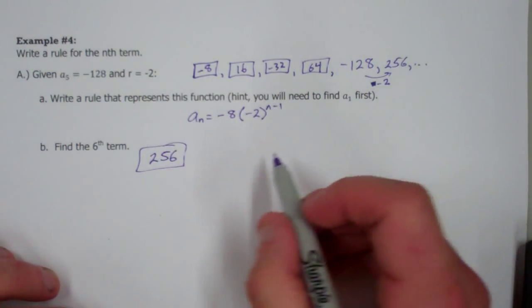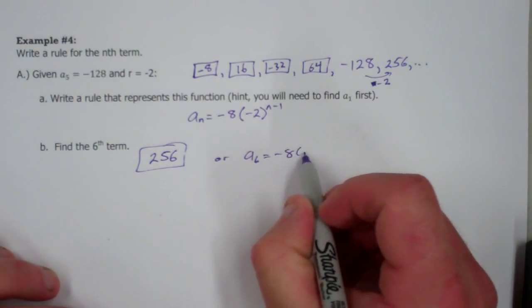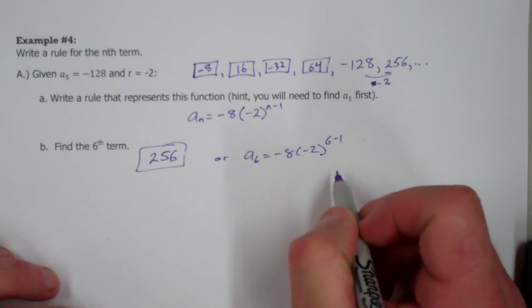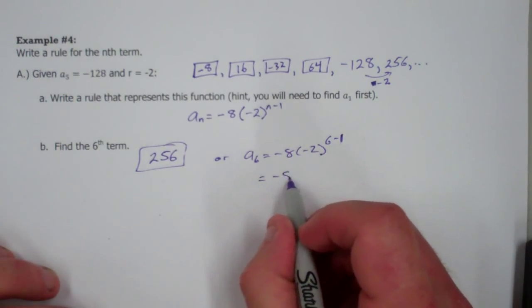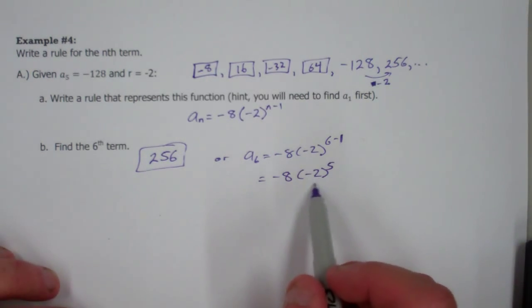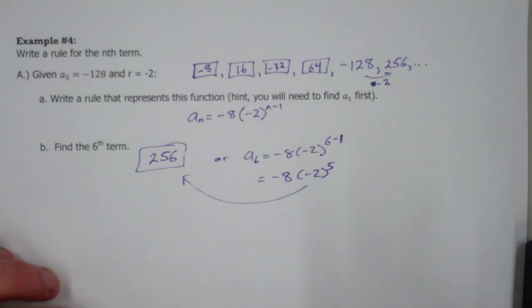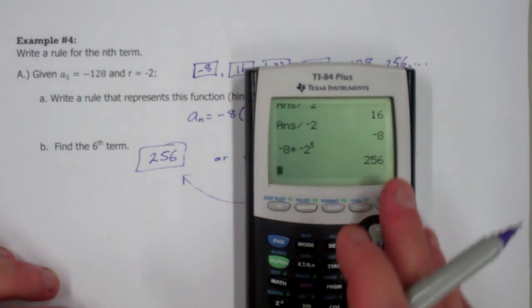If you wanted to, you could just do a sub 6 is equal to negative 8 times negative 2 to the 6 minus 1. I tend to do the 6 minus 1, but then type everything else in the calculator. And so when you type that in, you're going to get right here 256. We can verify that if you want. And there you go, 256.